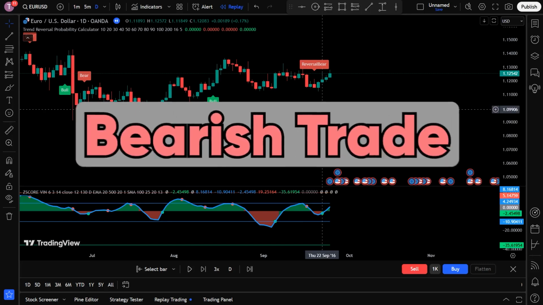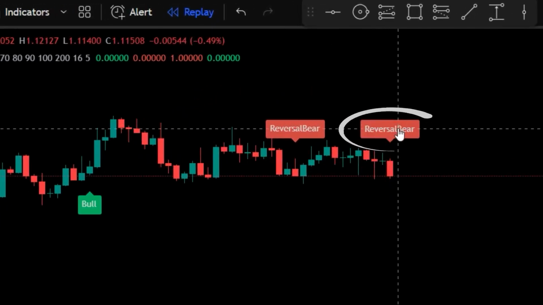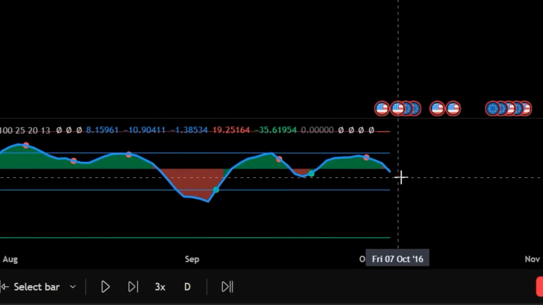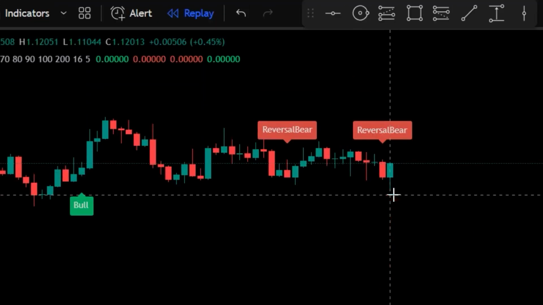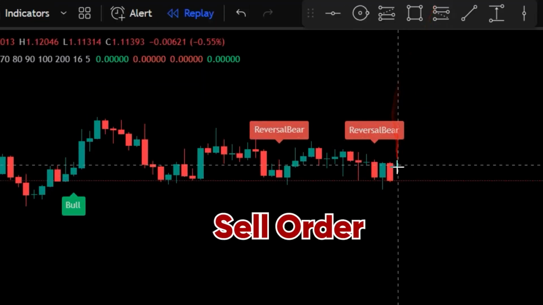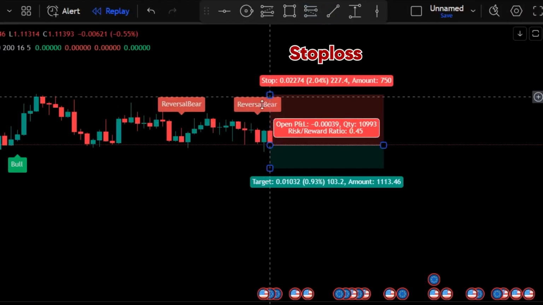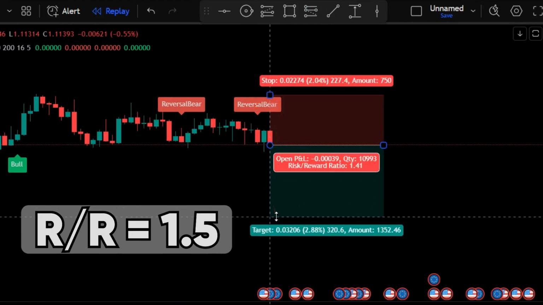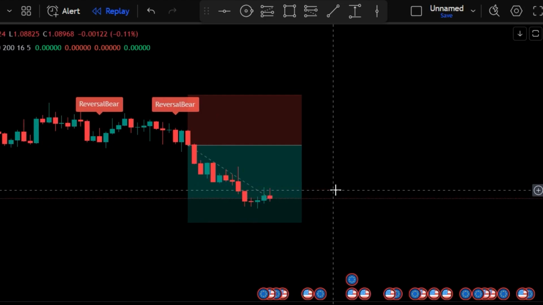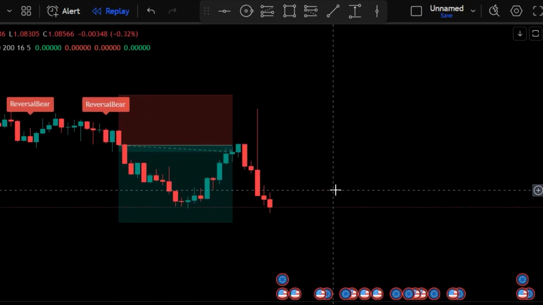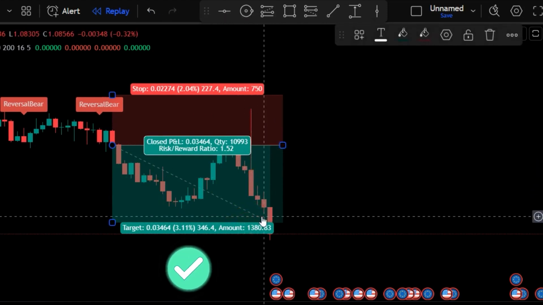Bearish trade. The reversal indicator gives a sell signal. The EMA of slopes is red. A bearish candle forms confirming our entry. We place a sell order. Stop loss at the previous high, take profit at 1 to 1.5 ratio. Results: trade hits our target.